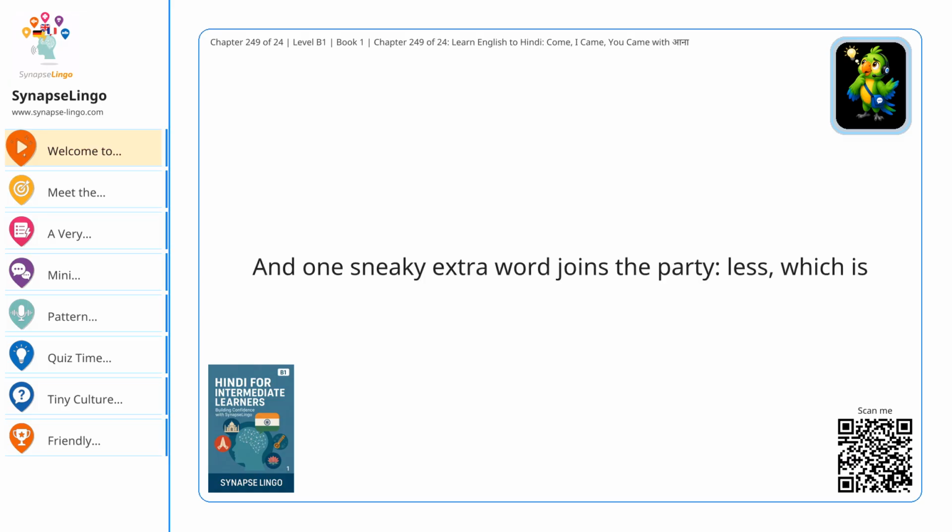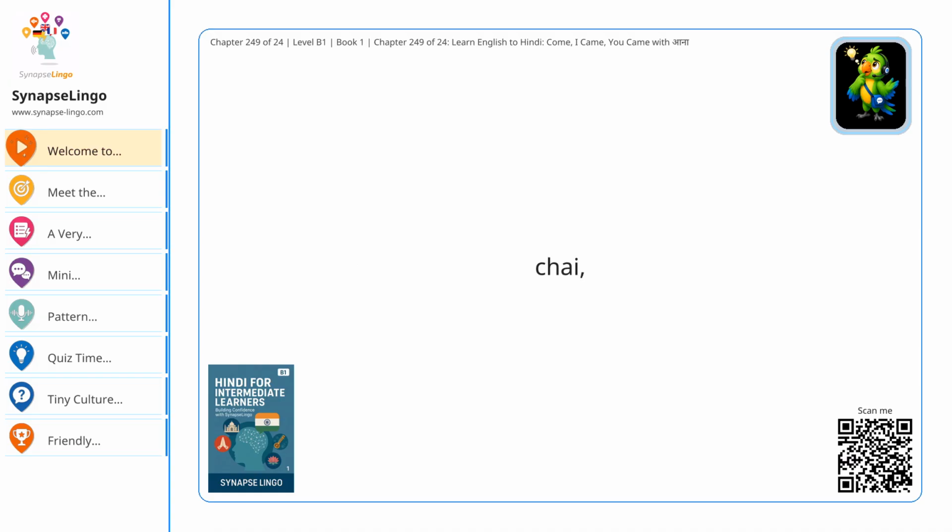And one sneaky extra word joins the party. Less, which is कम. Because apparently when guests come, there is always कम chai, कम snacks, or कम patience. Meet the word family.